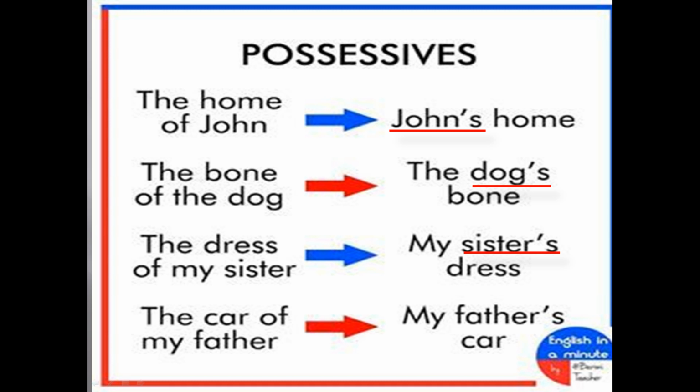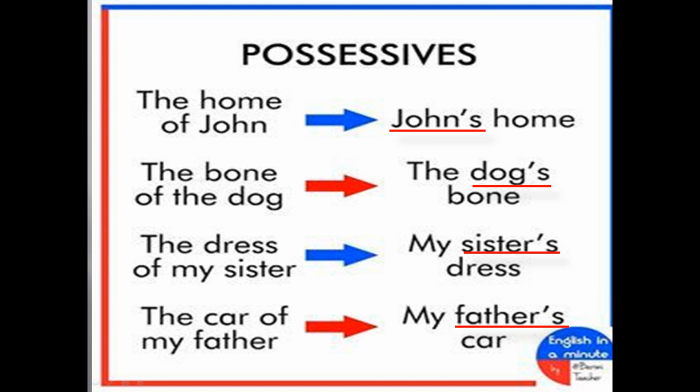In the last example, I will talk about the car of my father. Here, this car belongs to my father. Instead of saying the car of my father, I will say my father's car. I will put father apostrophe S. So it will be my father's car.